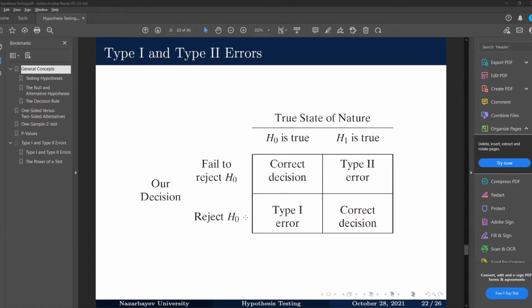The first one is when we reject the null hypothesis when the null hypothesis is in fact true. This is usually denoted as alpha. The second type of error is when we fail to reject the null hypothesis when in fact the alternative hypothesis is true. This probability is usually called beta and corresponds to type 2 error. And in case we reject the null hypothesis when the alternative hypothesis is in fact true, then we make the correct decision again.